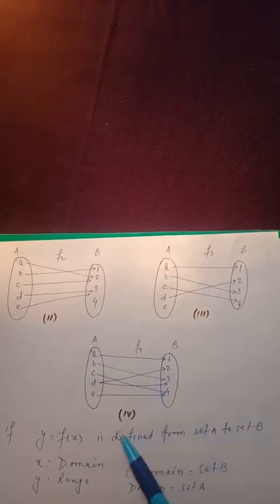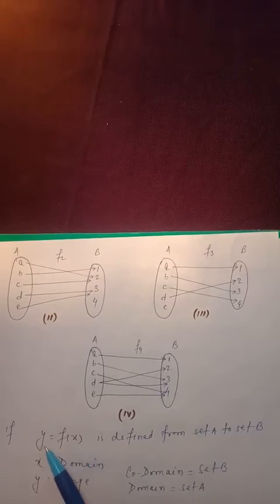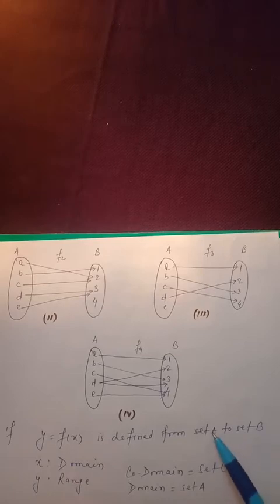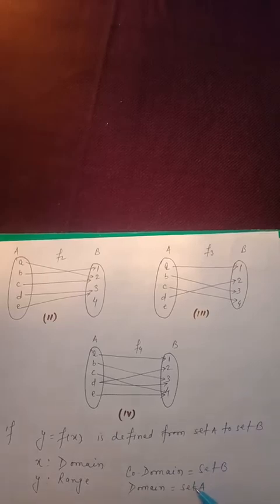Remember one more thing. A function is defined by f(x) and it is always y. So y is equal to f(x) is always a function where x is known as domain. Roughly I am telling you, x is known as domain and y is known as range. And if a function is defined from set A to B, this set B is known as codomain, and obviously set A is known as domain here, right?